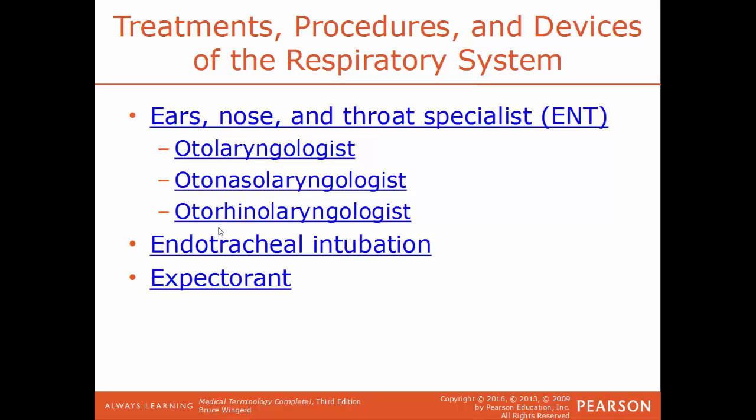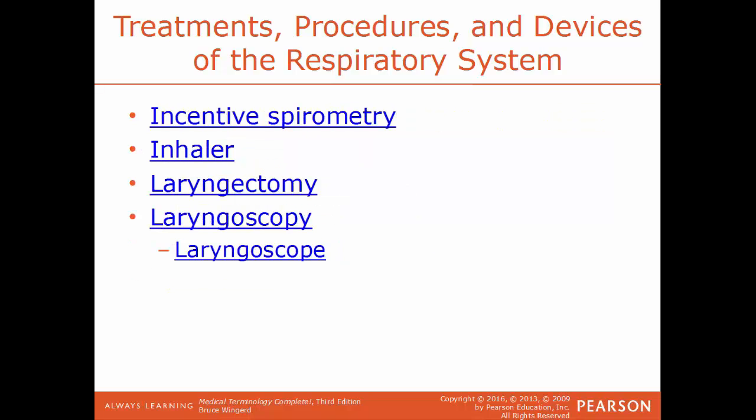And last term here, expectorant. This is a medicine that will help promote the secretion of sputum. It's usually used to help treat coughs. So the quicker you cough up that junk in your lungs, the sooner the irritant will be gone and the coughing will stop. Incentive spirometry.